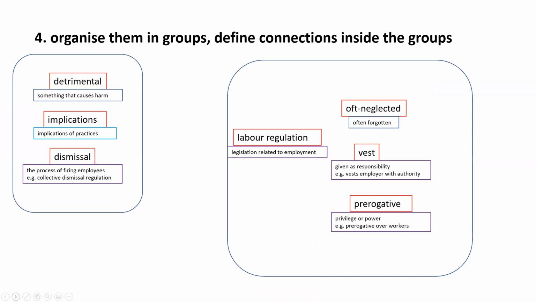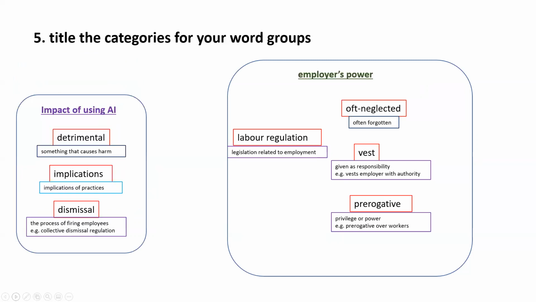Next, we need to organize the words in groups and define connections inside of the groups. And I decided to proceed with 2 groups. And here you can see how I grouped the words. And basically this stage you are doing at the same time with stage number 5, where you title the categories for your word groups. Because when you decide how to group them, of course, you're thinking about some principle, like according to which principle I'm grouping those words.